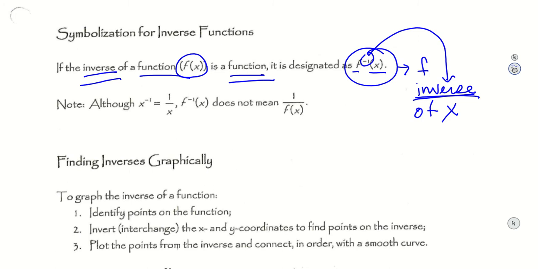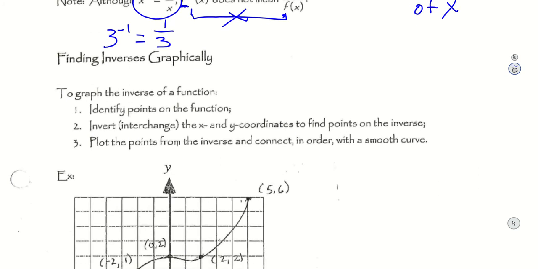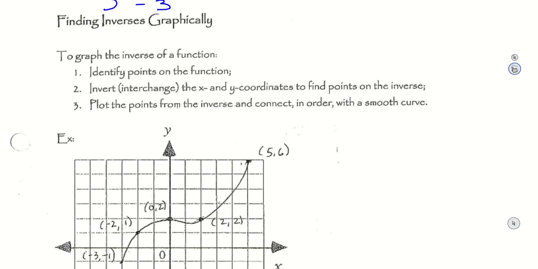We are familiar with putting a superscript of -1 on a number and it meaning reciprocal. So if I had 3 to the -1, it would mean the same thing as 1 over 3. But when we put the superscript of -1 not on a number but a function name, it does not mean the reciprocal of f of x. It means the inverse.